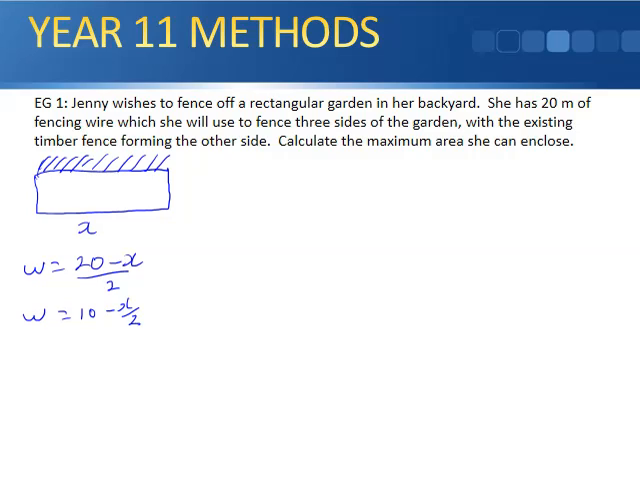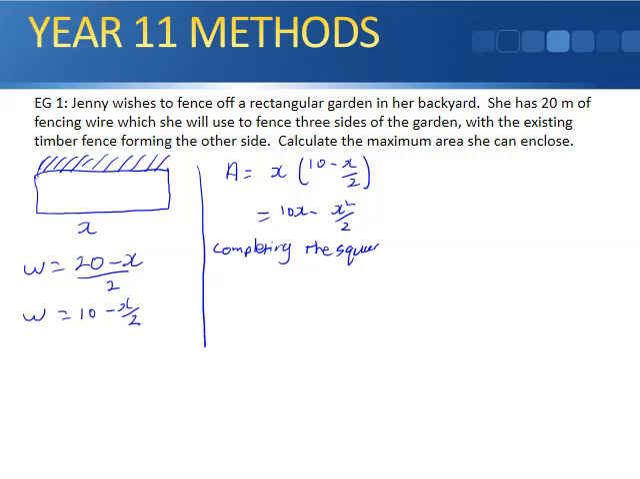That's great. Now, we've got an area. It's talking about an area. So the area equals length times width. Our length is x. Our width is (10 minus x) divided by 2. So we get 10x minus x squared over 2. Now, we've got to complete the square so we can work this out.